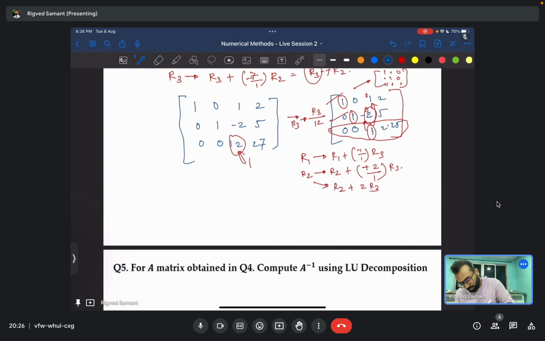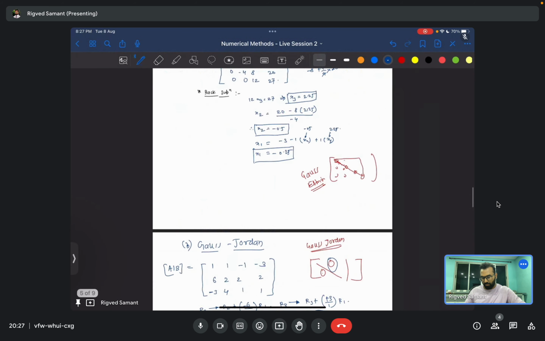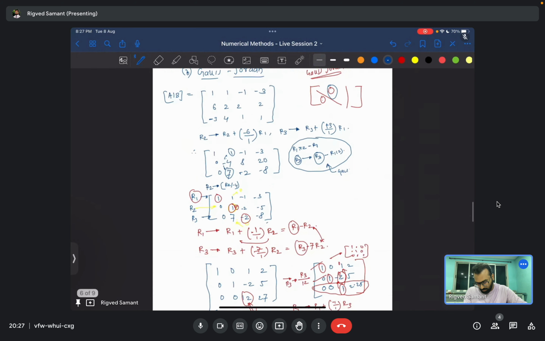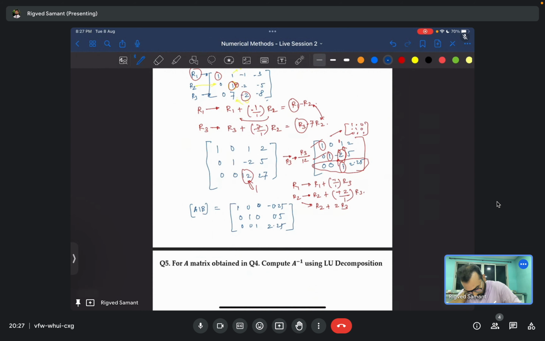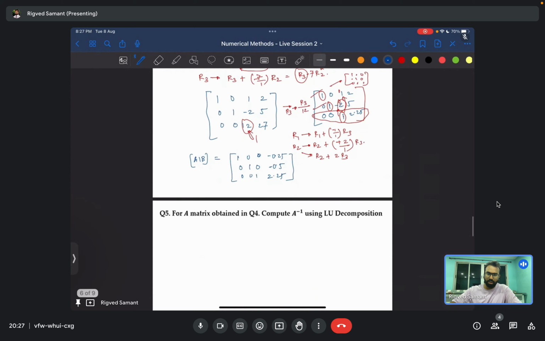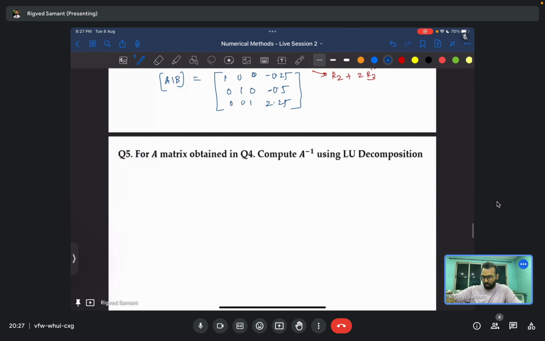So you will get it as 1 0 0. Here you will get 0 and 2. This 2 will change to minus 0.25. In 0 1 0, 0 0 1. Here you will get 0.5. Here 2.25. The same, right? Here 0 minus 0. Maybe you can work again in the meantime and then get back, because we already have 2 more questions, I guess.